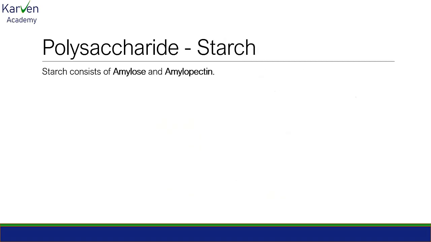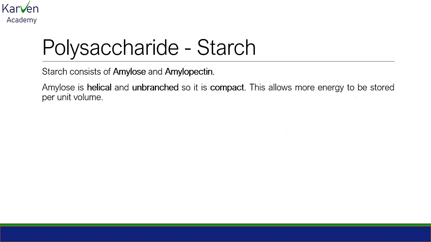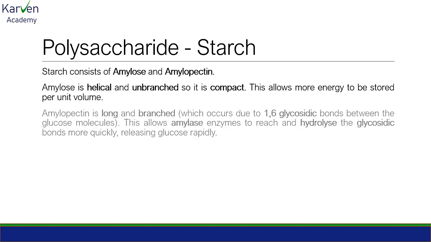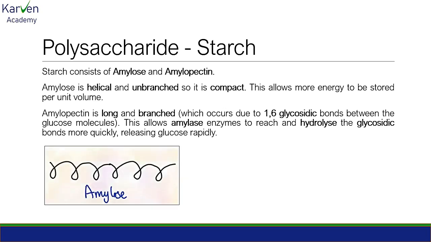This is the polysaccharide starch, which consists of amylose and amylopectin. Amylose is helical and unbranched, so it is compact. And amylopectin is long and branched because it has 1,6 glycosidic bonds between the glucose molecules, and this allows the enzyme amylase to reach and hydrolyze these glycosidic bonds quickly, releasing the glucose rapidly for things such as respiration and other reactions.